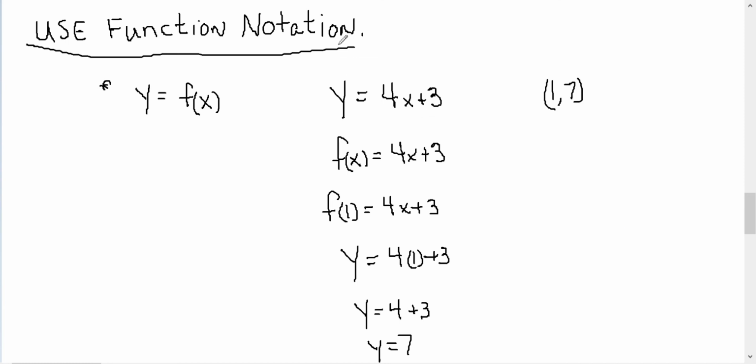Okay, but here's the change that happens when using function notation. F of 1 equals 4x plus 3 now becomes y equals 4 times 1 plus 3. All right, so we'll do a bunch of examples to demonstrate this further.